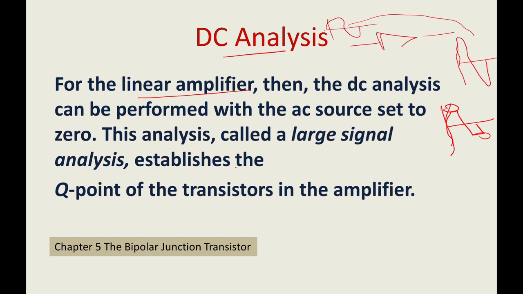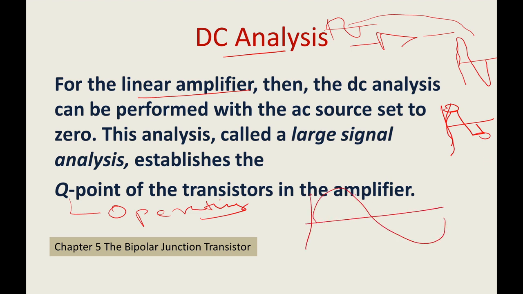What is the Q point? It is an operating point. So what is the operating point? It is a point at which the signal will start to swing. So if this is your AC signal, this is your DC point. This is what your quiescent point actually is.